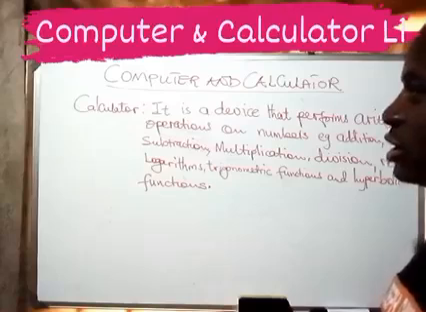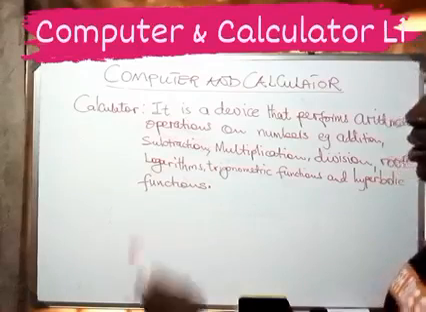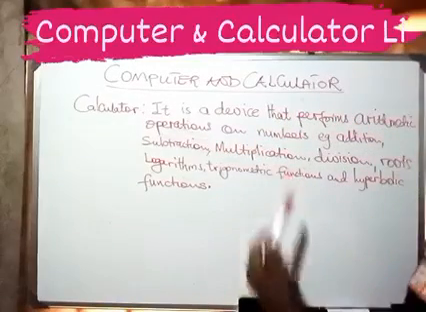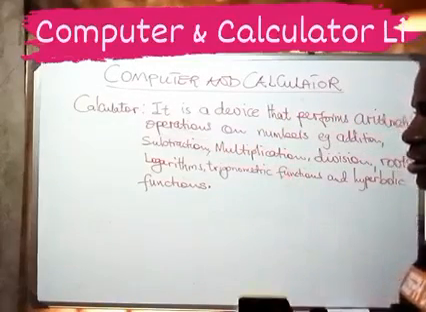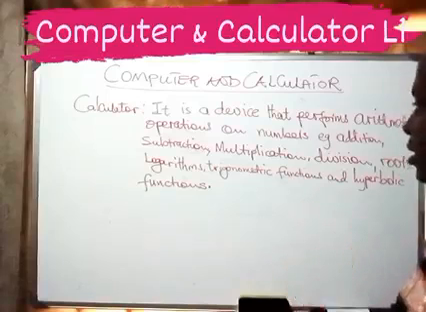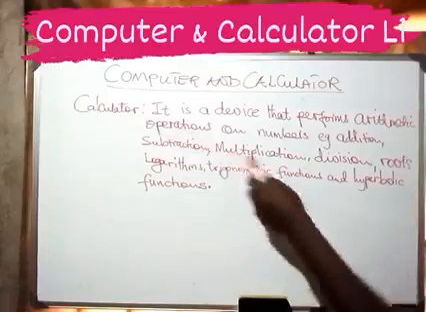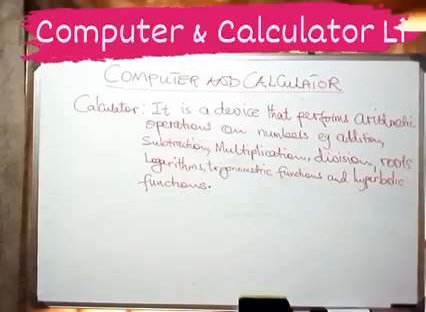So we are told a calculator is a device that performs arithmetic operations on numbers, e.g., we have addition, subtraction, we also have multiplication, we also have divisions.